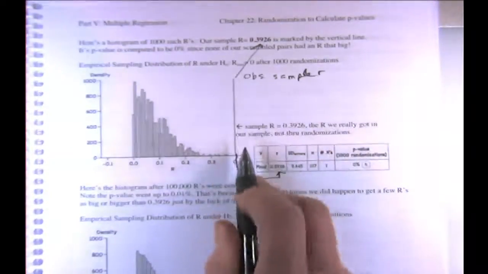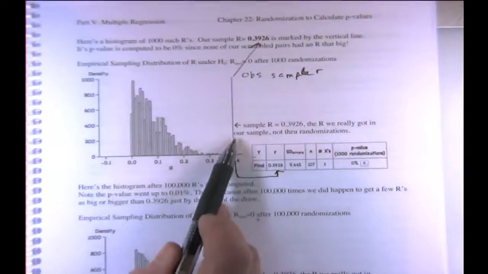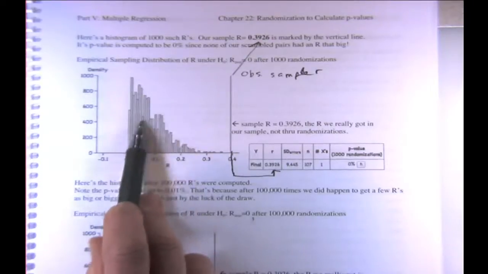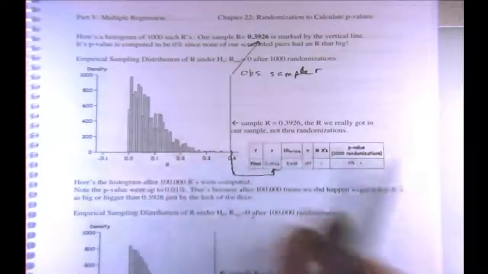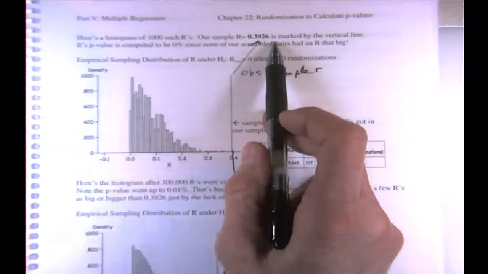And we're imagining, we're testing this null hypothesis: if the null's true, how likely is it that it was just due to random luck that we got such a big correlation, that we happened to just pick out the points that were so strongly correlated.